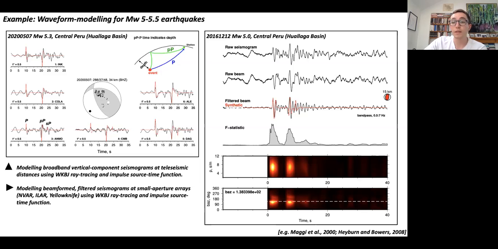So I've been focusing on trying to get the depths of these earthquakes by modeling their vertical component, broadband and short period seismograms, and trying to match the shapes and the travel times of the direct wave, the P, and the surface reflected depth phases, the little p, big P, and little s, big P. The reason I'm interested in these small earthquakes is that they can fill in a lot of the gaps in terms of the depth extent and the depth distribution of seismicity within the Andes.